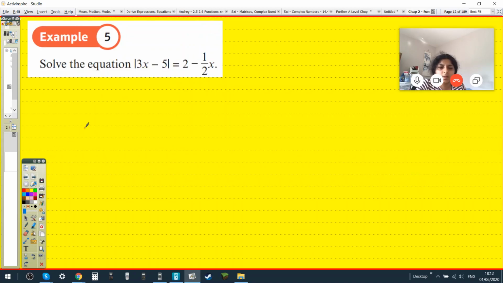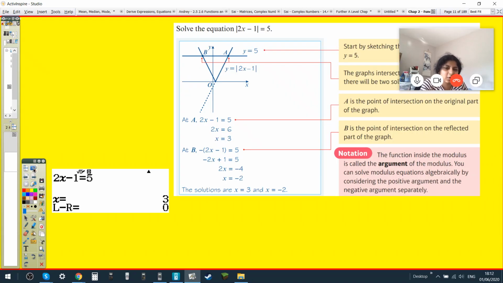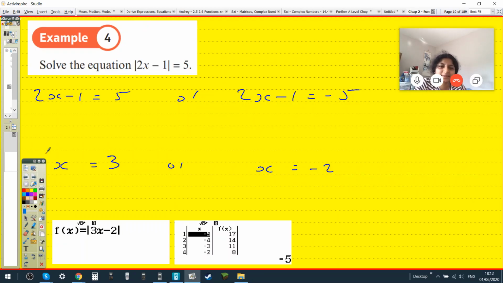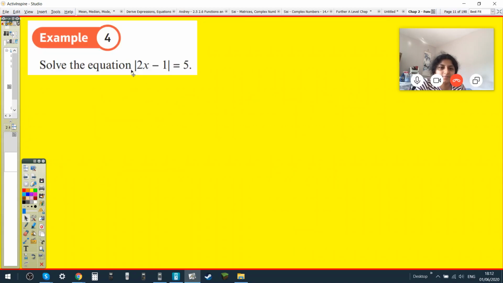Okay, how do we do this one? Isn't there a method where you should square both sides, but you're not meant to do that one? You are meant to do it. Let's do it. Let's square both sides. See what happens.